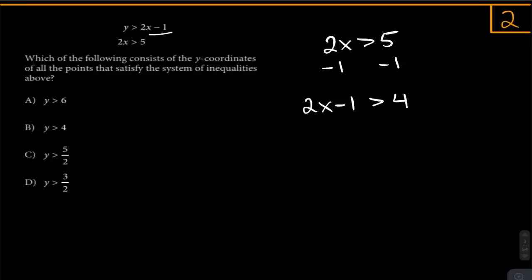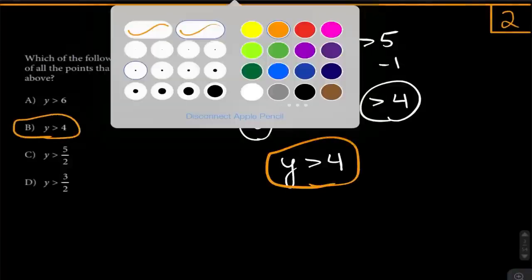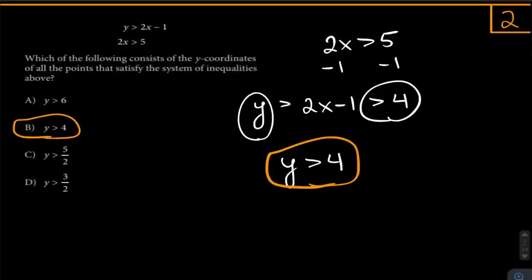Now we know that 2x minus 1 is less than y, right? And so we could just kind of tack that on the end here, couldn't we? It's just saying, that's exactly the first equation. So if y is greater than 2x minus 1, well, then that means it's definitely going to be greater than 4, right? Because 2x minus 1 is bigger than 4. And so you could see that y is greater than 4. And that right there is choice B. All right? Awesome. So that's problem 2.